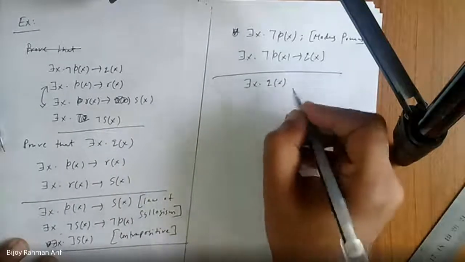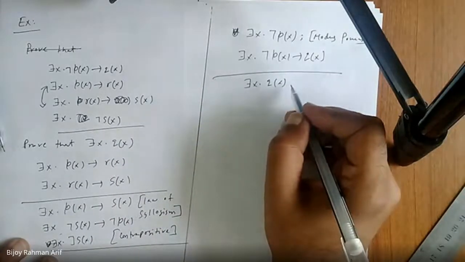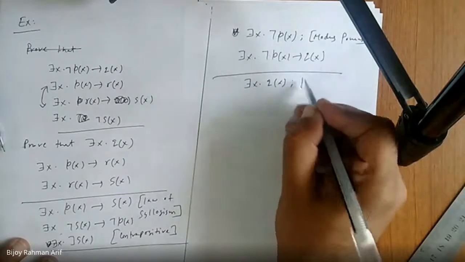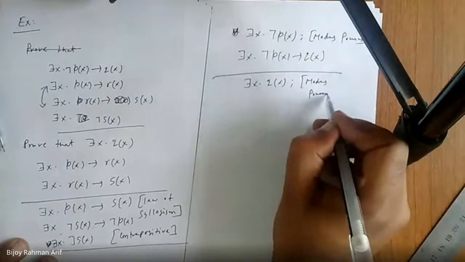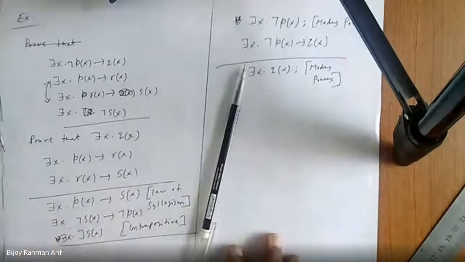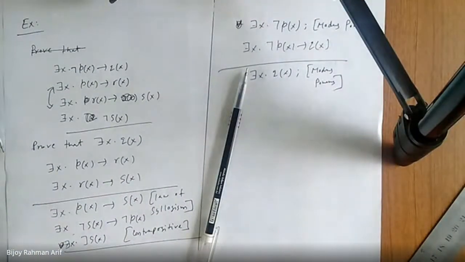What is the rule? Again, modus ponens. Done. So this is almost the end of the logic. I'm going to define some last few things, then we are going to conclude.